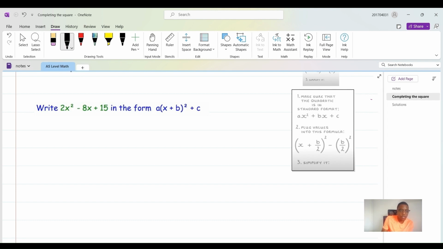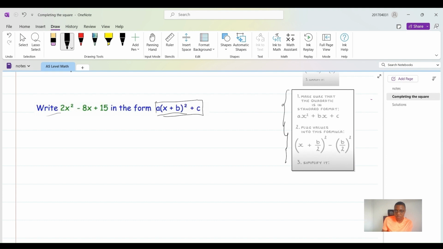So the problem says write 2x squared minus 8x plus 15 in the form a in brackets x plus b squared plus c. So with this form, what they're pretty much trying to say is for us to complete the square whenever they ask us to write in this form. So the first thing we need to do, I have three steps here that if you've seen the last video I'd like to follow.